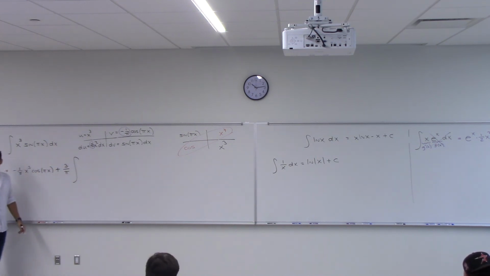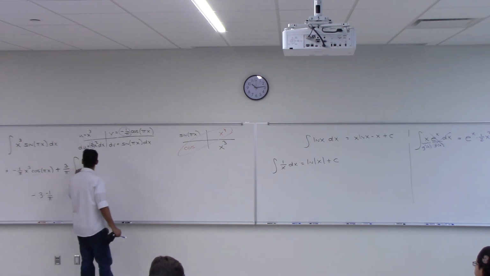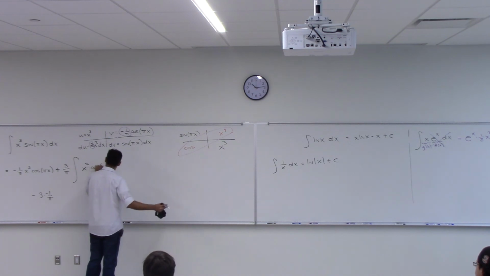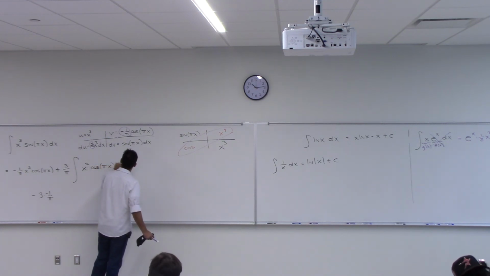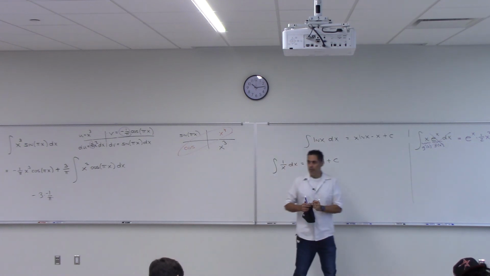Questions there? Right? I'm doing the minus that was here, then I pulled out a 3, and then I pulled out a negative 1 over pi. And then I put them all together and just got 3 over pi, positive. What's still in the integral? X squared cosine pi x dx. All right.